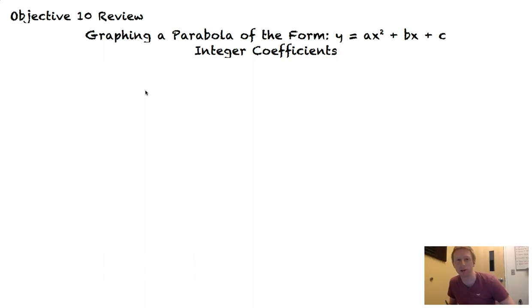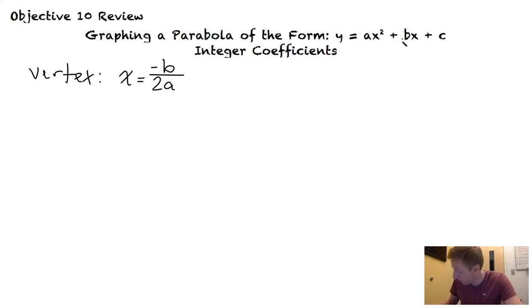Our next topic will be graphing a parabola of the form y equals ax squared plus bx plus c, integer coefficients. With this topic, you will be given a quadratic function with a leading coefficient that is greater than 1. You will usually be asked to plot the vertex and 4 additional points, 2 on each side of the vertex. To find the vertex, you will need to remember the formula that gives you the x value of the vertex. X equals -b over 2a, where b is the x coefficient in the quadratic equation, and a is the x squared coefficient in the quadratic equation.